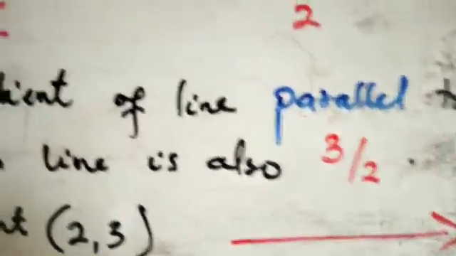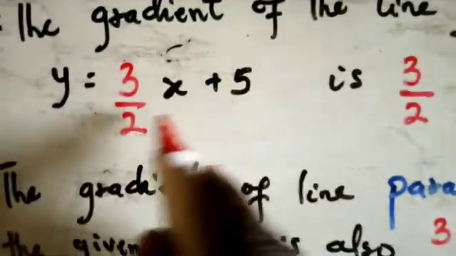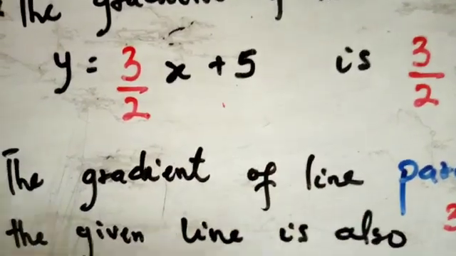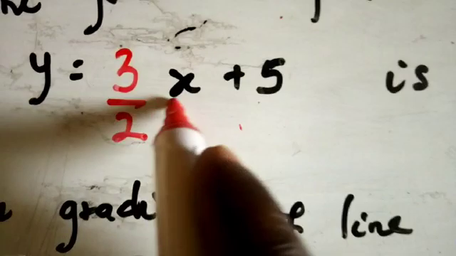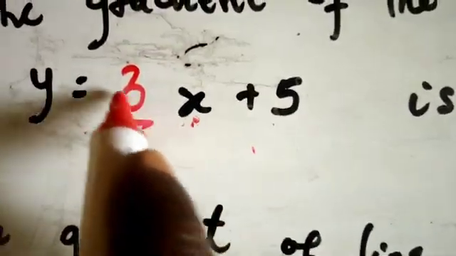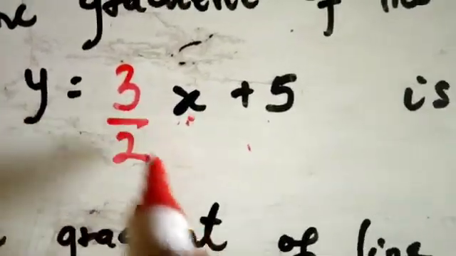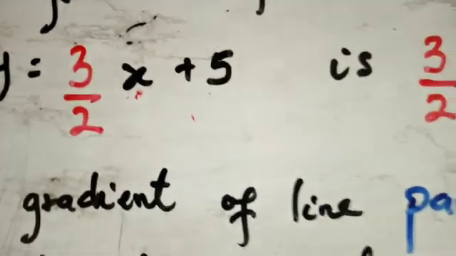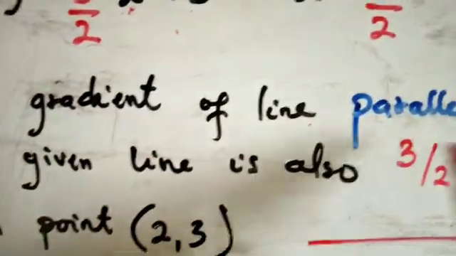So if it is parallel, then you look at this definition here. If this equation is parallel to what we are going to look for, what it means is that the guy attached to the x, what I'm calling the friend of x, is the gradient, and the gradient of this one is the same as the gradient of the parallel line we are going to look for. So the gradient of the line parallel to the given line is also 3 over 2.